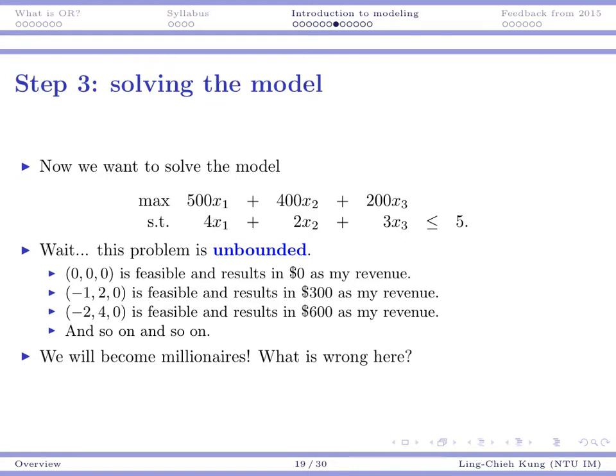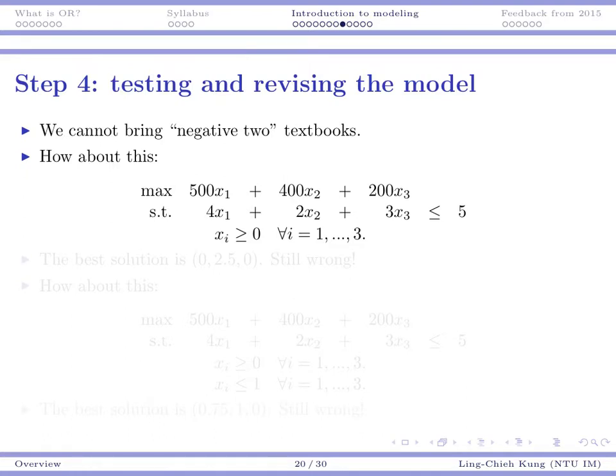So why is that? We know that we actually cannot carry a negative amount of books, right? So probably we missed one constraint. We probably should have another set of constraints saying that xi cannot be negative. That's reasonable. And according to our previous experience, it seems that we really need that. So we refined our model.